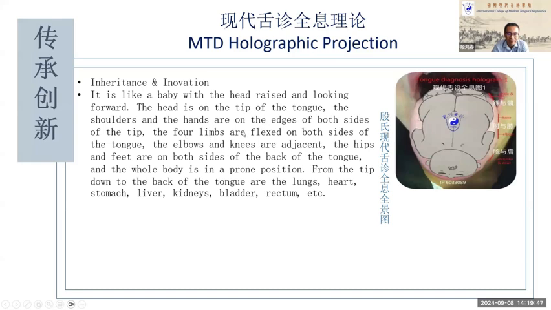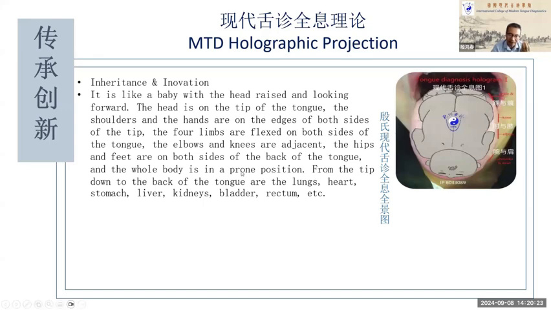The forelimbs are flexed on both sides of the tongue. That means the knees and the elbows are next to each other. The elbows and the knees are adjacent. The hips and feet are on both sides of the back of the tongue, and the whole body is in a prone position.